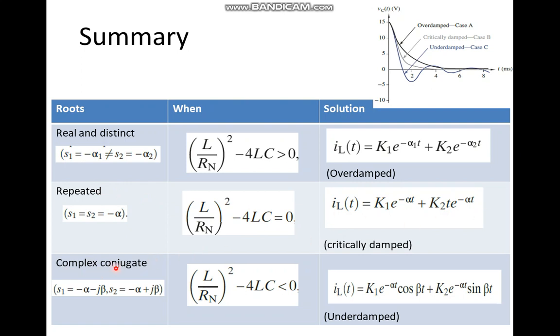Similarly, when the roots of the equation are complex conjugates of the form minus alpha plus or minus j beta, then minus alpha is the real part and beta is the imaginary part of the root, and the response of the system, which is underdamped in this case, will be k1 e raised to the power real part times t cosine of imaginary part times t plus k2 e raised to the power real part times t sine of imaginary part times t.